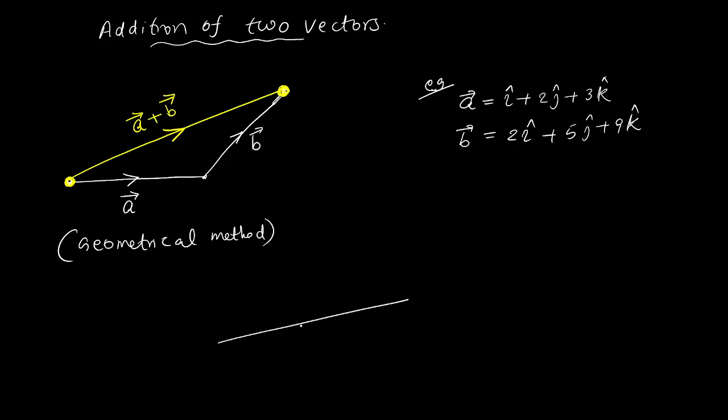Initially the helicopter moving in space had this much displacement. Later the helicopter has got this much displacement. What is the net displacement of the helicopter? Joining initial and final.